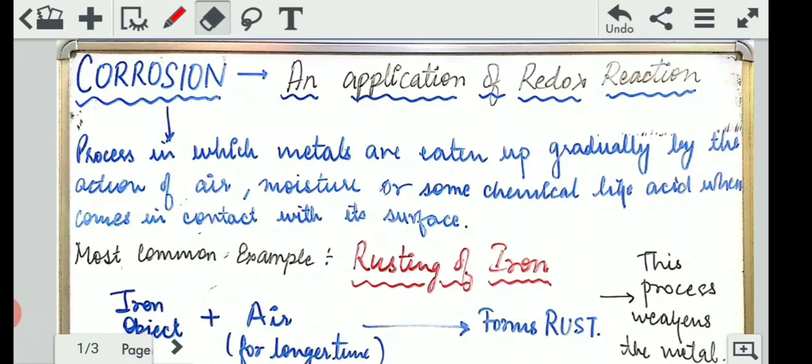Okay, so starting off with corrosion, the process in which metals are eaten up gradually. That means something is degrading the metal, harming the metal, right? That happens by the action of air, moisture, or some chemicals like acid. So metal is being eaten up by things like air, moisture, or some chemical like acid when it comes in contact with the surface of the metal.